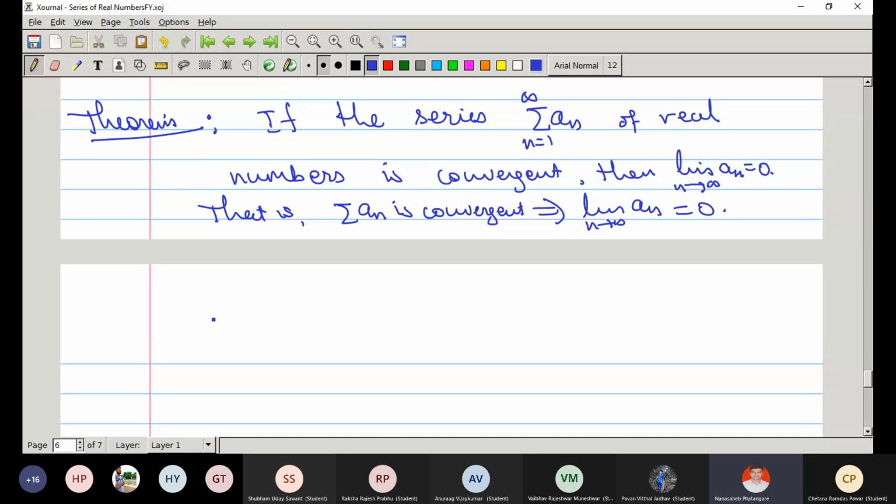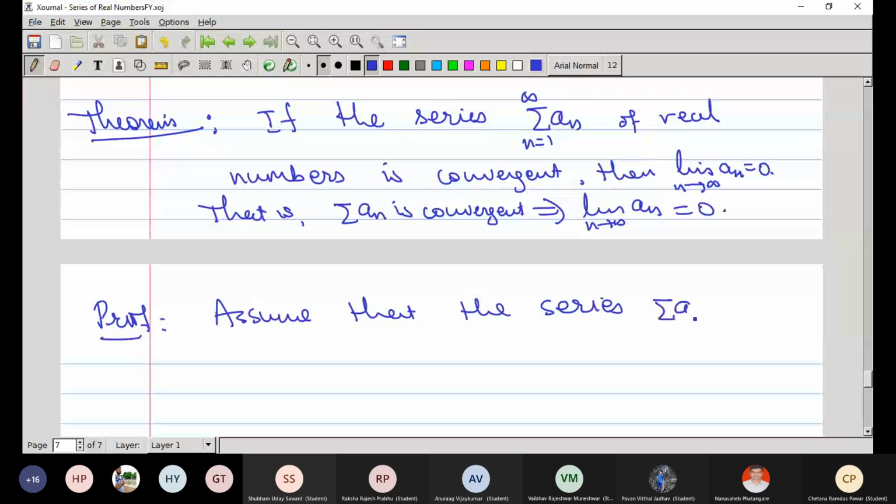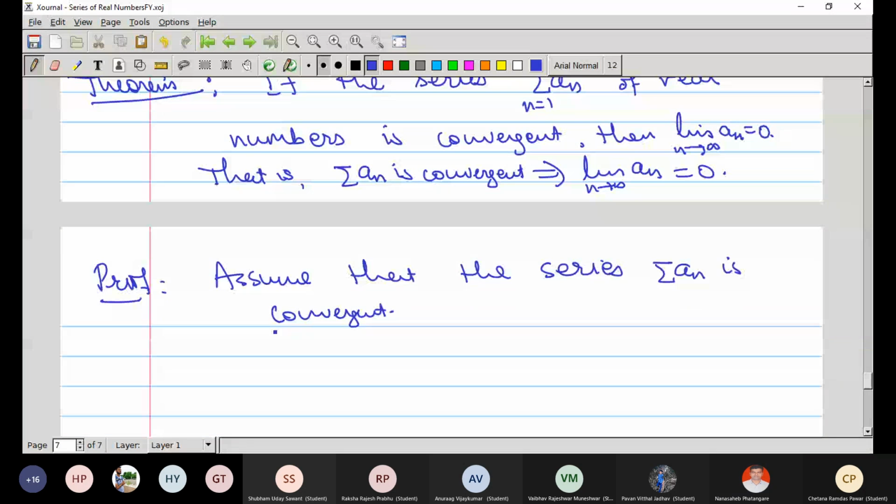So from the previous examples, this theorem is satisfied, right? But is it true in general? And the proof is not very difficult. So assume that the series an is convergent. Right, this is our assumption. What we claim, the limit of an as n tends to infinity is 0. Right, this is our claim. Correct?